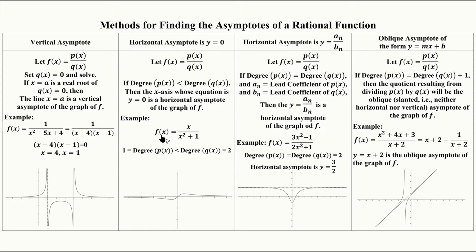And here is an example: f(x) = x/(x² + 1). The degree of the numerator, p(x), is of course 1, and the degree of q(x), the bottom function, is 2. You can see the graph here, and the x-axis is indeed a horizontal asymptote. Now, that's great, but why? That's the big question, right? Why does that happen? So let's take a closer look at that.